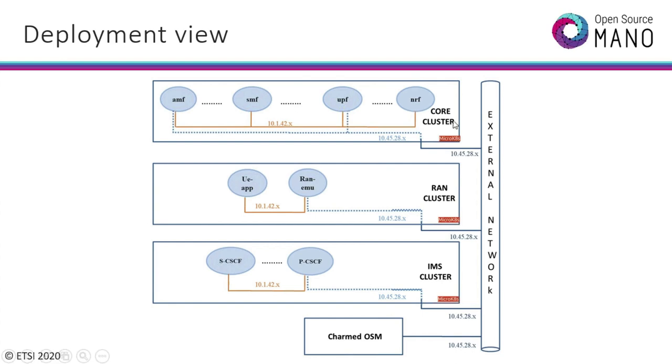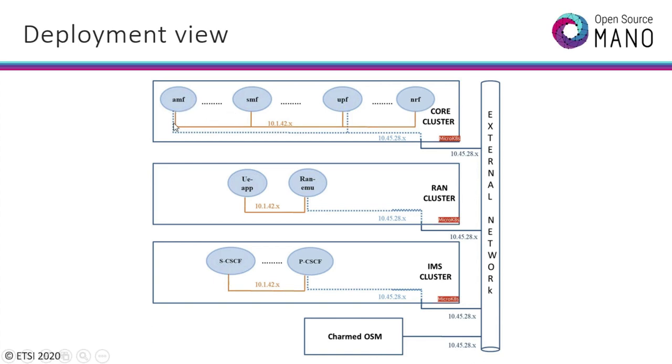Okay. Hello, everyone. I'm Deepika from Tata Elxsi. Let's continue with the presentation. So this here is the deployment view. You can see here that this is the external network to which all our clusters and the Charmed OSM are connected. As you can see, there's a core cluster, a RAN cluster, and an IMS cluster.